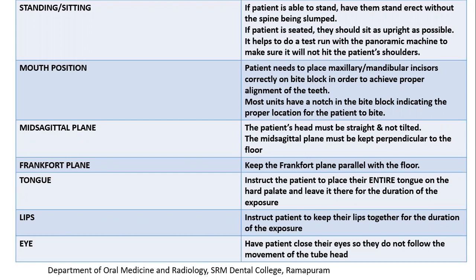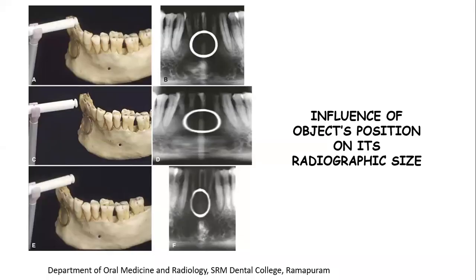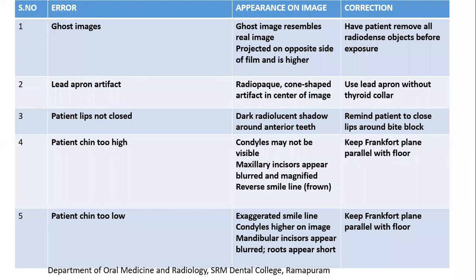The tongue has to be placed against the hard palate. The lips have to be closed. The eyes also can be closed so that the patient does not move during the movement of the tube head. So again, the correct position here is A. Whereas in the second image, you can see it is more elongated. The third image shows foreshortening of the structure.